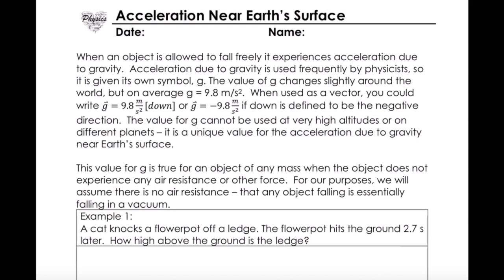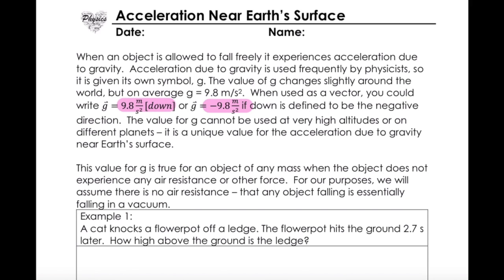For Earth, the average gravitational acceleration is 9.8 meters per second squared. Whenever we're writing that as a vector, it would be 9.8 meters per second squared down, or we can use negative 9.8 meters per second squared if down is defined as the negative direction. So this can't be used for other planets. They would have their own gravitational constant. This is just for Earth.